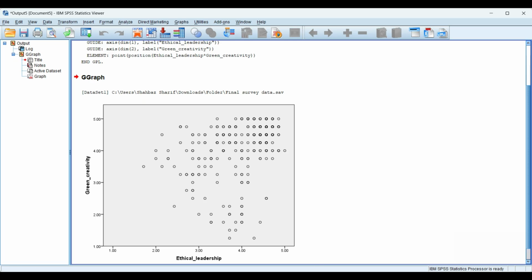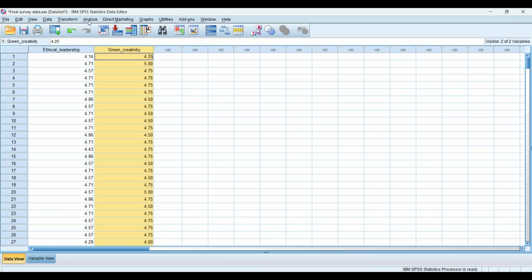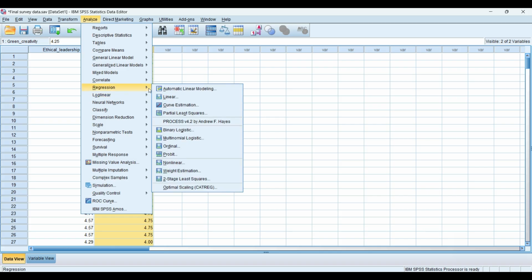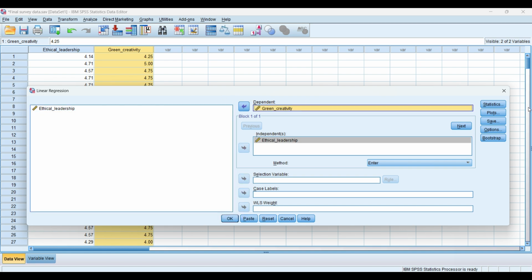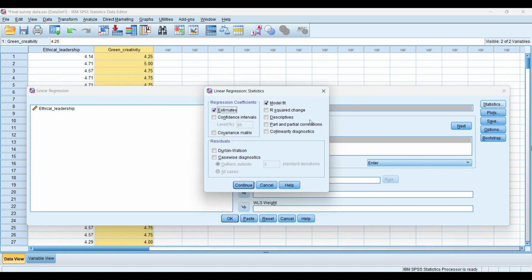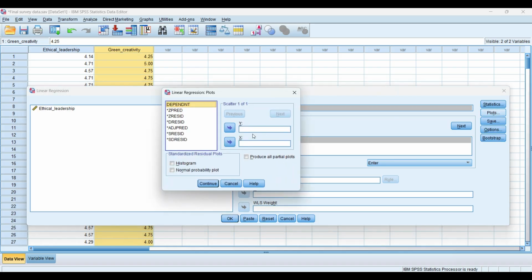So go back to our data, click on Analyze, then go to Regression and Linear. Ethical leadership is our independent variable and green creativity is our dependent variable. We click on Statistics, and here we only need collinearity diagnostics, then click Continue. In Plots, we put the standardized residual (ZRESID) on the y-axis and the standardized predicted value on the x-axis.